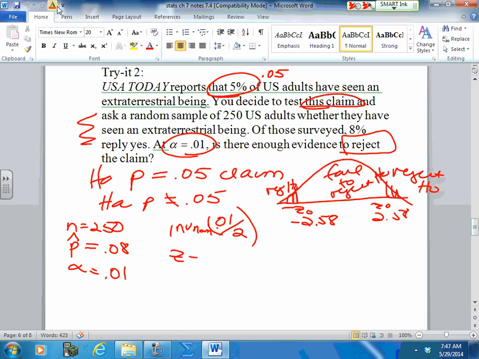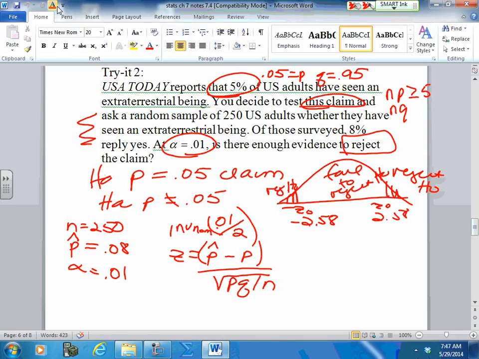So, your formula. Your sample minus your population over your square root of p times q divided by n. Again, you need parentheses in your numerator. You don't need them in your denominator because they're going to go under your square root sign. If your p is 0.05, what's your q? 0.95.